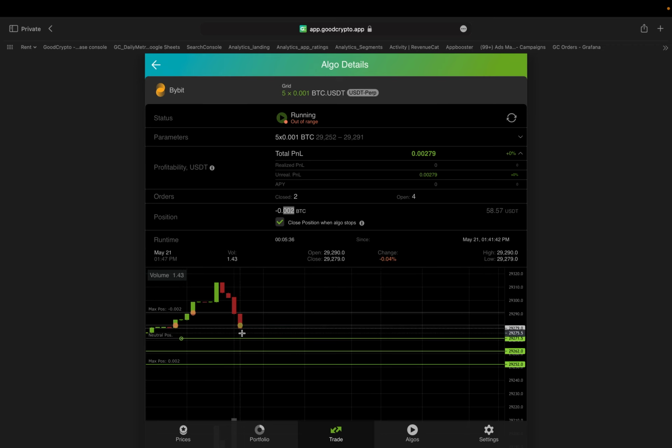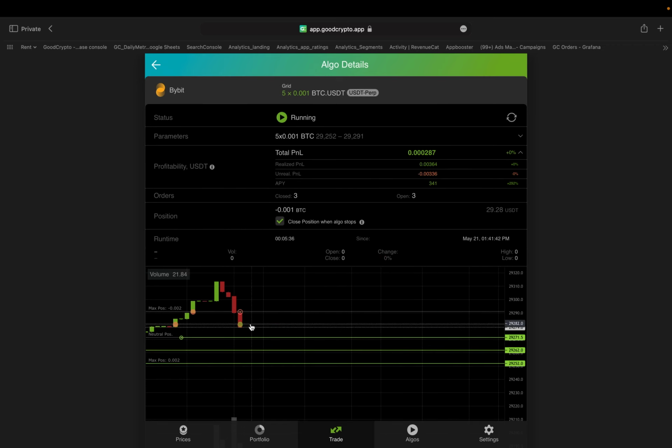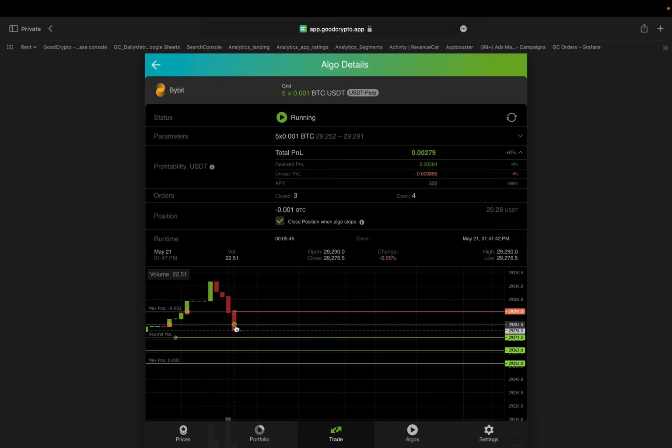Or maybe, perfect, the price went back into the grid range and it hit a buy order here, so we got our first P&L. We sold Bitcoin here and bought it back at the lower price. That's our realized P&L. We've just got it. And as you see, this buy order was replaced by a sell order here, exactly as I was describing in the beginning of this video. So that's a perfect illustration of how grids work. So we'll profit from this.